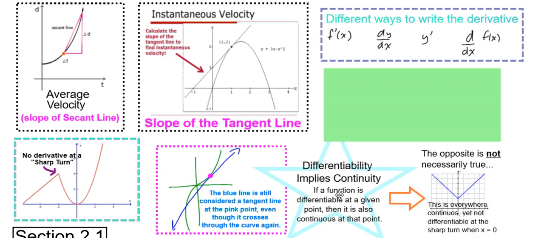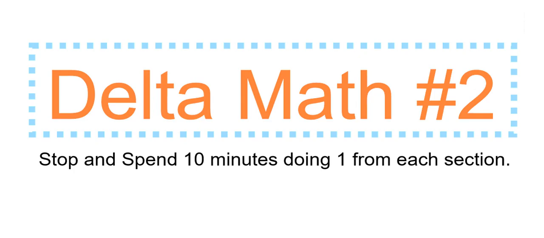And then differentiability implies continuity, but not the other way around. All right, we've seen 2 examples of something that's continuous, but yet not differentiable with those sharp turns. So remember that. Okay, Delta Math 2, number 2 covers this. We're going to do that in class.